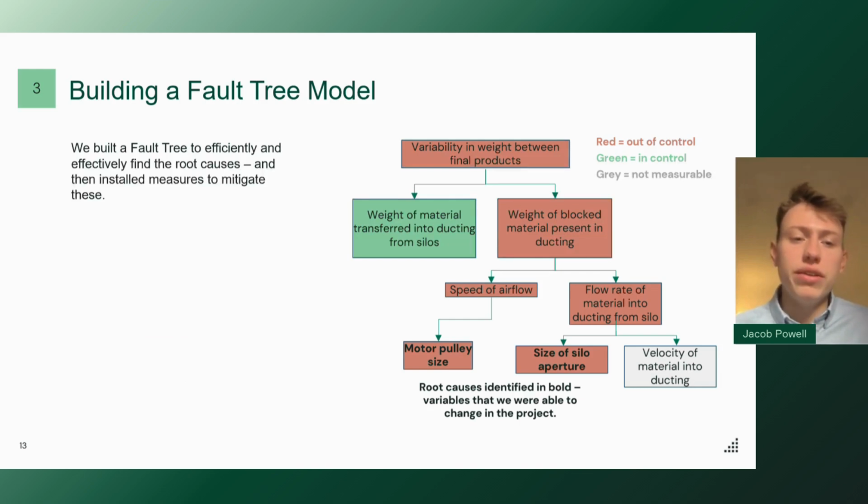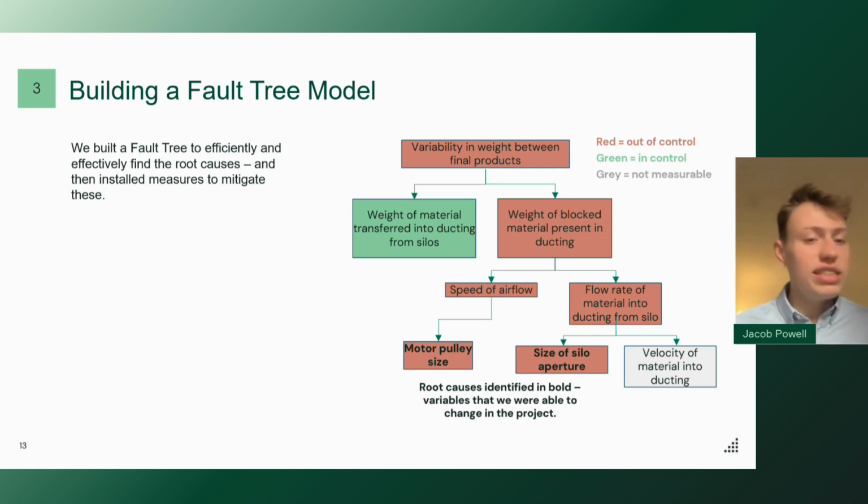And so we built the fault tree. As you can see on the right, we've got a simplified version of that fault tree. But I think what this shows is the process that we go through. Like I said, we start off with that high-level problem variable, which in this instance was the variability in the weight between final products. And we can instantly mark that in red because we know it's out of control. We're then able to break this down into constituent physical variables. We're aiming for these to be mutually exclusive and collectively exhaustive. And we can measure each of these and check whether they're in control or out of control.